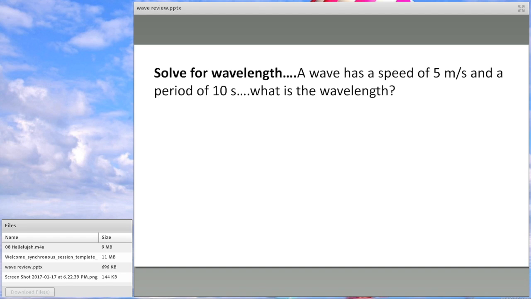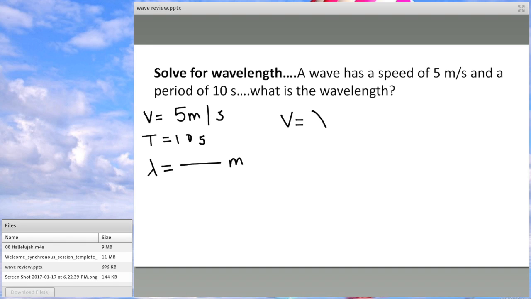Okay, here's another one. Let's see. We have a wave speed of 5 meters per second and a period of 10 seconds. Okay, and then we want the wavelength. And that's going to be in meters. Okay, so our formula is V equals wavelength over period.